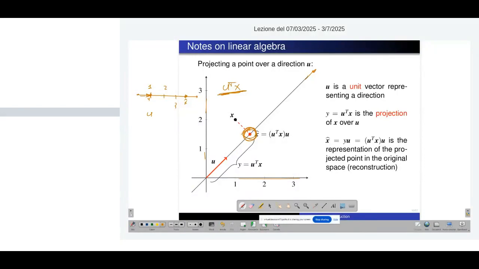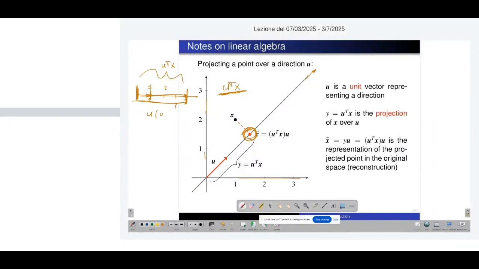I take direction u and I multiply it by what? The size of this segment. Direction u has a size 1, so to reach the point x, I need to multiply that vector by a number that is equal to the length of this segment. But the length of this segment is nothing else than the projection, the coordinate of x in the coordinate of the projected point over direction u.